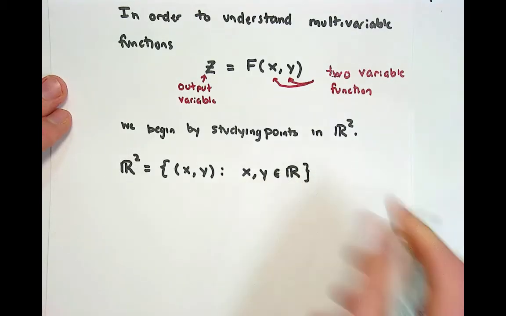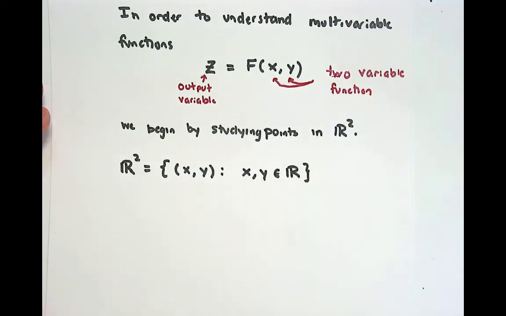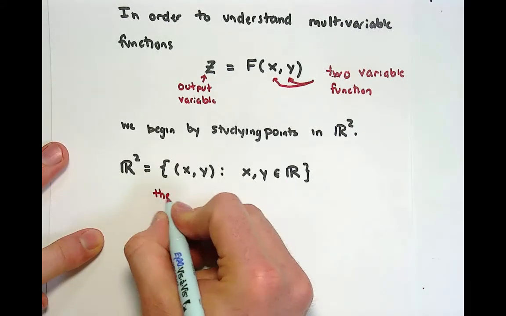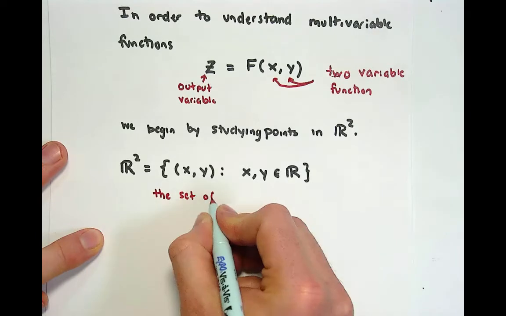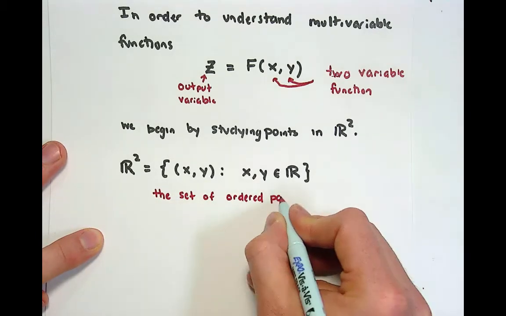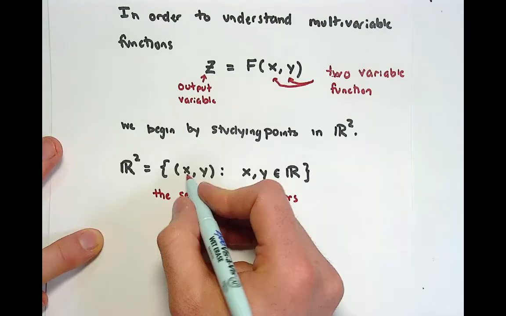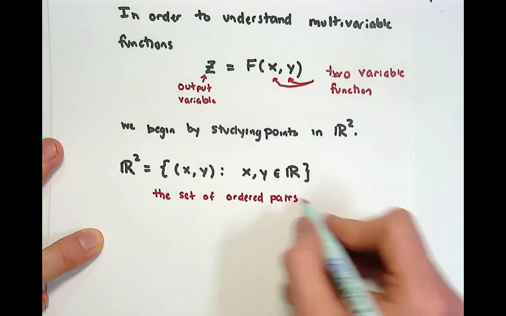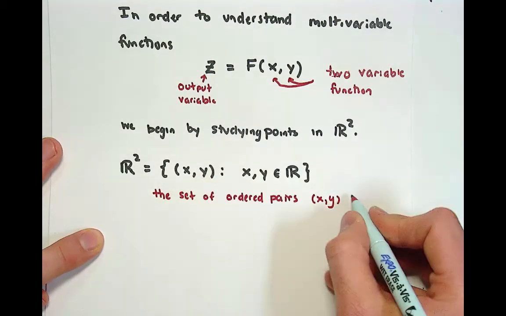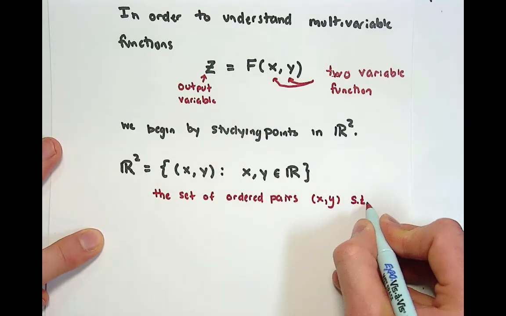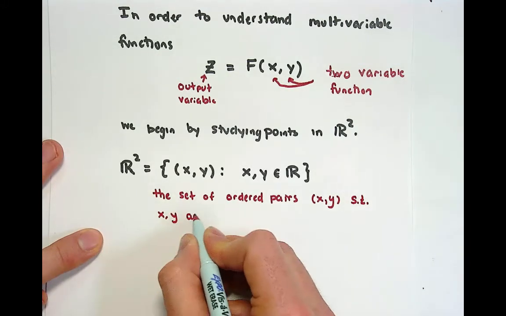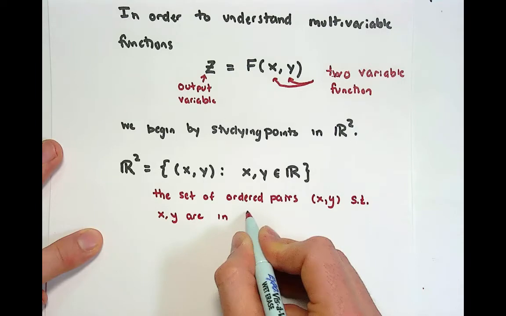And I think I should explain this notation a little bit. This is read as the set of ordered pairs x comma y, and then these two little dots are read as such that x and y are in R. So there's some notation that needs to be said here.